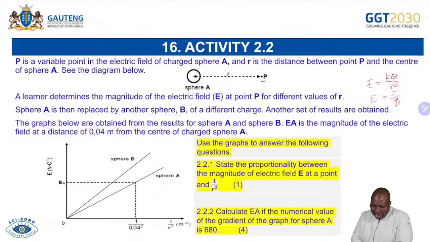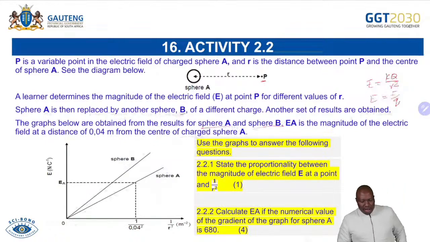And they are saying sphere A, here we have sphere A on the graph, is then placed next to another sphere, which is sphere B. So we have spheres A and B of different charges. Another set of results are obtained. The graphs below are obtained from the results of sphere A and sphere B. You can see the graph of sphere A and the graph of sphere B.